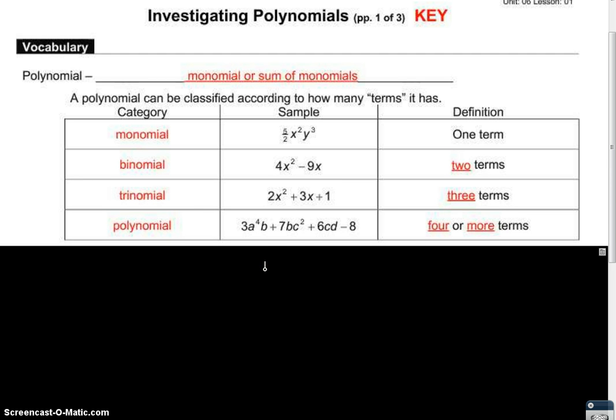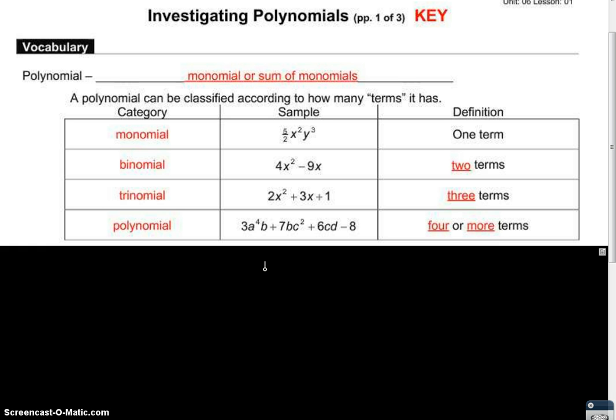So my first one is a monomial. It's what we talked about yesterday. An example is going to be 5/2 x squared y to the third. It's one term. Okay, so a binomial, so bi meaning two terms. An example, 4x squared minus 9x. I've got a trinomial, which means I have three terms. So 2x squared plus 3x plus 1.